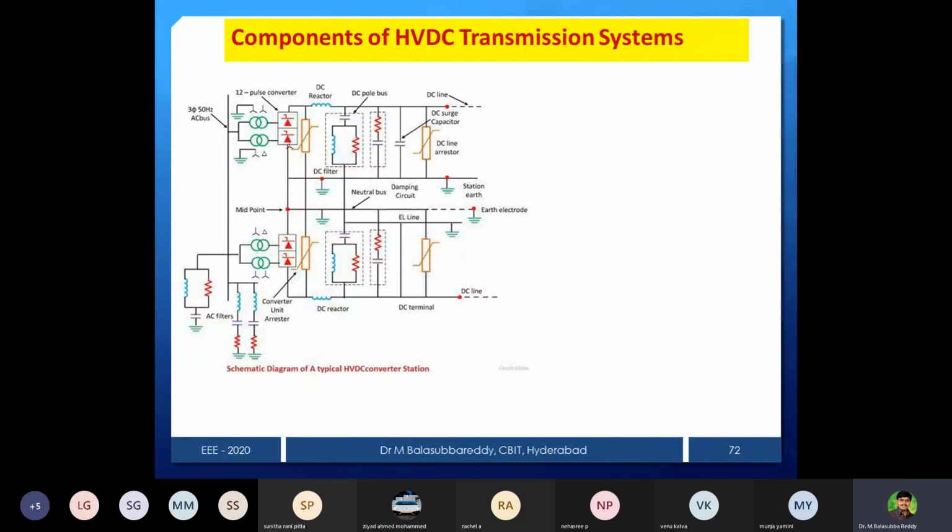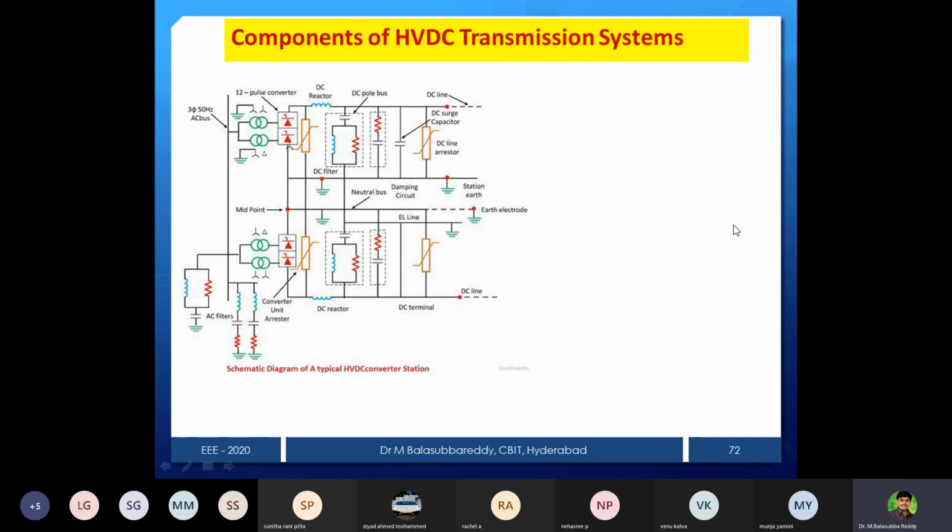Okay, in the last class we observed the components of the HVDC transmission system. I think we stopped somewhere in between. We'll complete that and then move on to planning. This is the actual HVDC substation, a converter station or inverter station, whatever you call it, because both are the same. That is the advantage of HVDC: any station can act as a rectifier station or an inverter station.